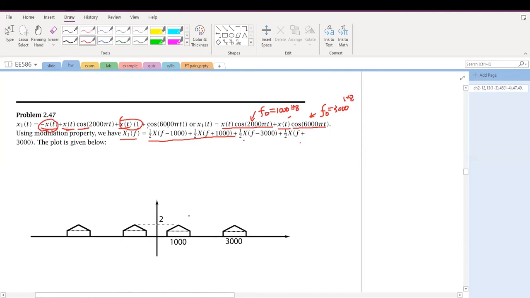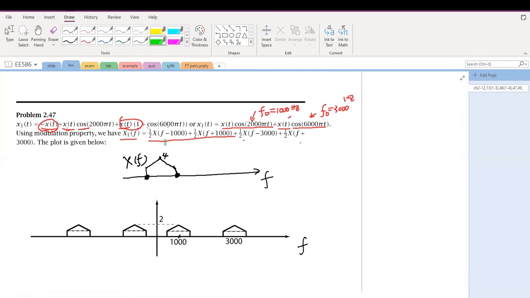If we draw that, suppose this is the spectrum of X(f). Here the magnitude is 4 at this high point. And then you plug it in, this spectrum moves up to 1000, that's here, as this term moves up to 1000, and this spectrum moves to minus 1000. And this spectrum moves to 3000, that's here, and then moves to negative 3000 here, and you sum them up, you divide by 2, the magnitude becomes 2.